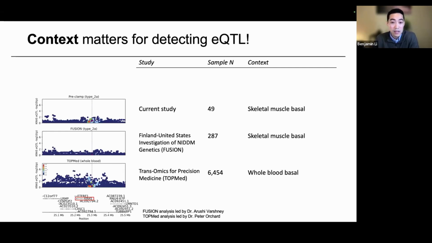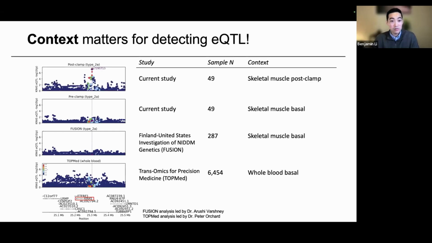Rishi Varshney. And you may be able to tell where I'm going with this. Now when we look at the skeletal muscle in a post-clamp disease-relevant stimulated context, again, in a sample size of 49, we can now see that there is a variant that is associated with KRAS expression, and we can appreciate this variant only in the context of skeletal muscle and stimulated context. So even with a sample that is relatively low compared to some of these other studies, context matters for detecting EQTL, and understanding the genetic regulation for these different contexts may give us novel insights.